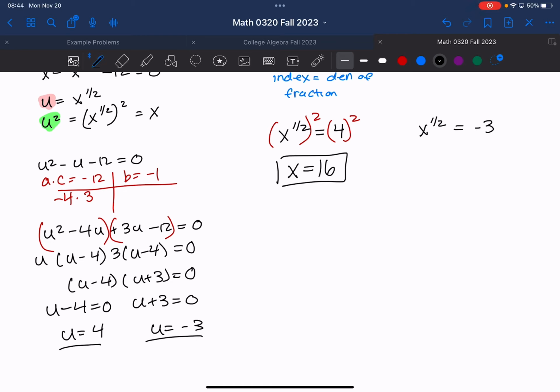For the second part, we need to remember that this x to the 1/2 is the same as the square root of x. Can we take the square root of a negative number? No, so that means this x to the 1/2 equals negative 3 means it does not exist. This does not exist because we can't have a square root ever equal a negative number. That's just not possible. Okay. So that means my only answer here is what? X equals 16.